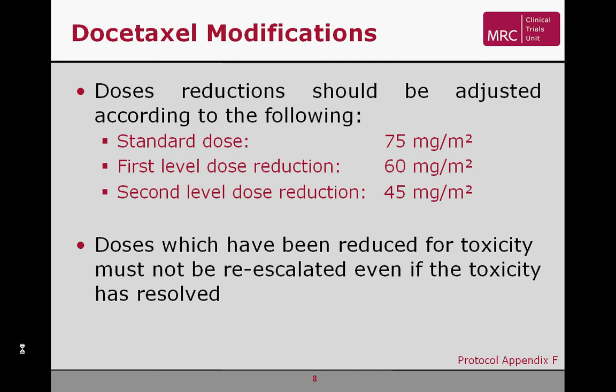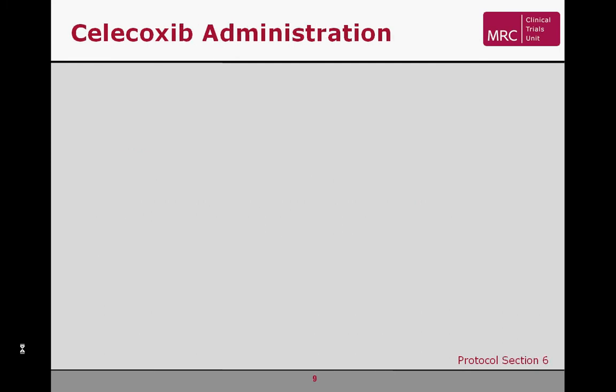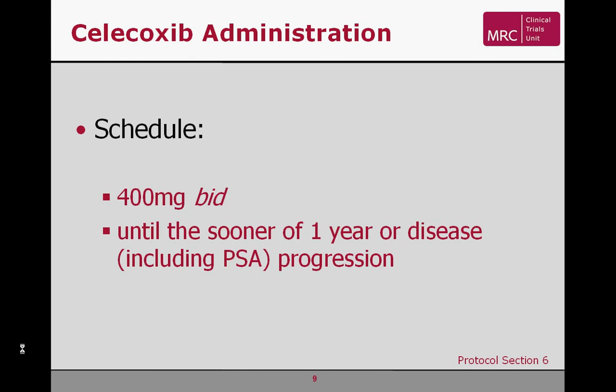And finally on to the celecoxib. The celecoxib treatment schedule is as follows. Patients should receive 400 mg of celecoxib twice a day. The celecoxib in STAMPEDE comes in the form of 200 mg capsules, and therefore the patient should take 2 capsules twice a day. Treatment with celecoxib should be for a maximum of 1 year.